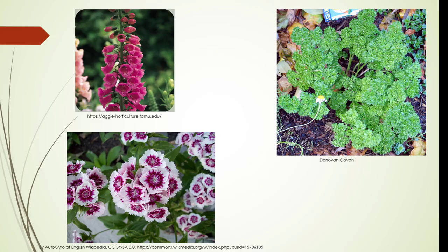And here are some classic biennials. We've got Sweet William on the bottom, foxglove on the top, and over here we've got parsley. The parsley you see here is in its first year, so the next year it's going to flower, that's if it's warm enough for it to stay alive during the winter. But anyway, if you've grown foxglove, you know that the first year you're only going to end up with the rosette.